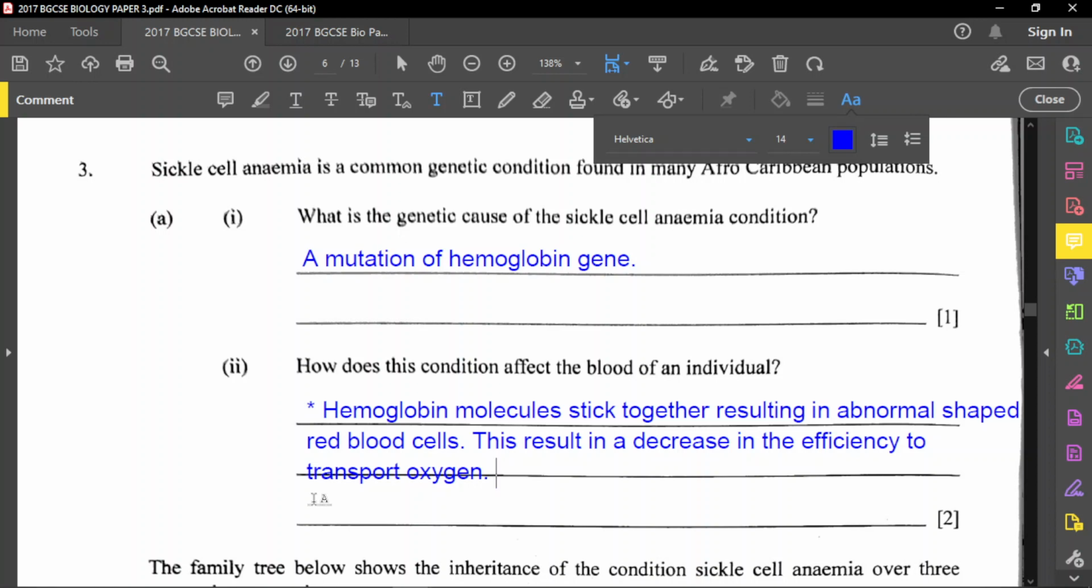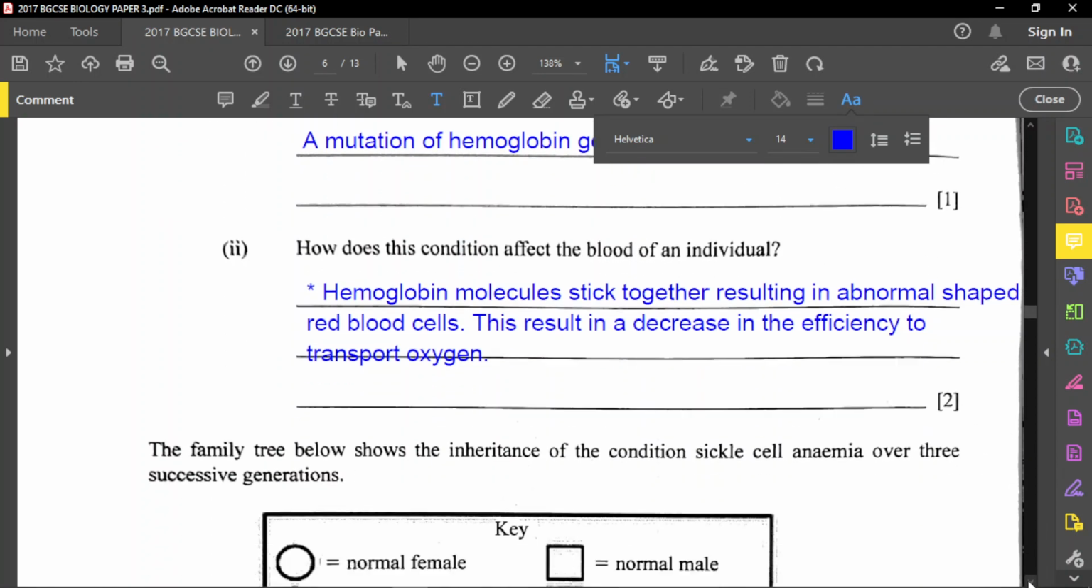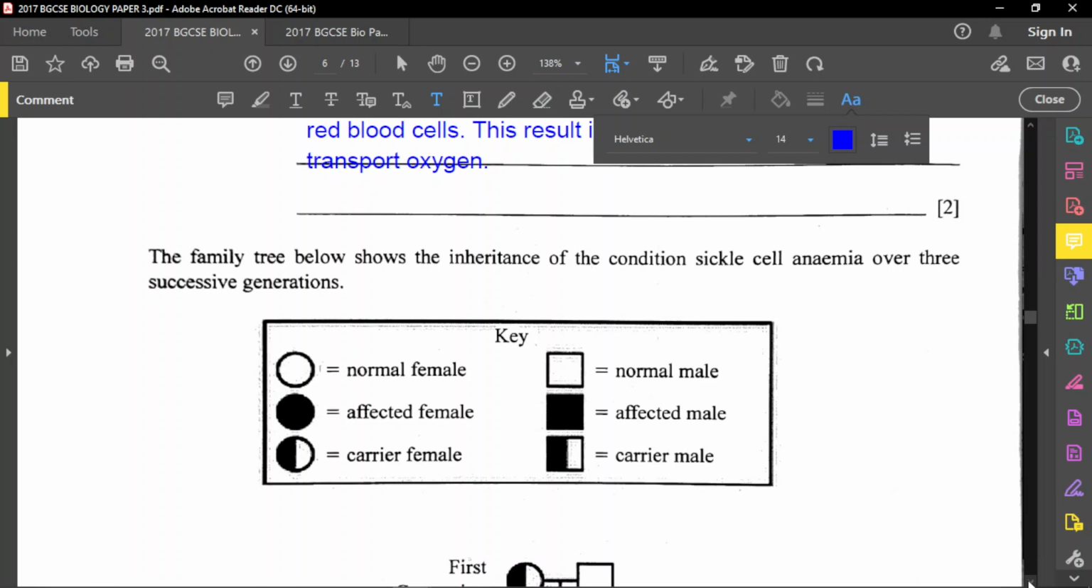They become abnormally shaped because the hemoglobin sticks together, and because of that as well, they are not able to transport oxygen effectively. Because of the shape of the red blood cell, they have a kind of crescent shape, right? So sometimes they get stuck in the capillaries, and they lead to pain and other different types of effects as well. All right, the next part of the question says the family tree below shows the inheritance of the condition sickle cell anemia over 3 successive generations.